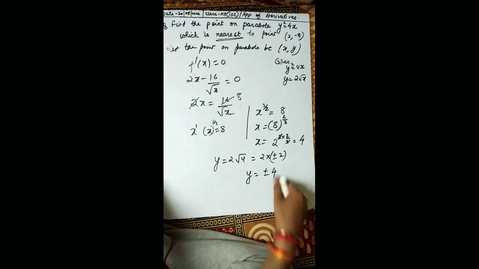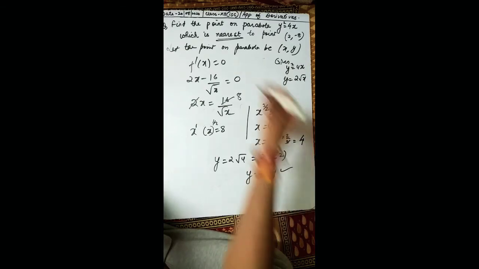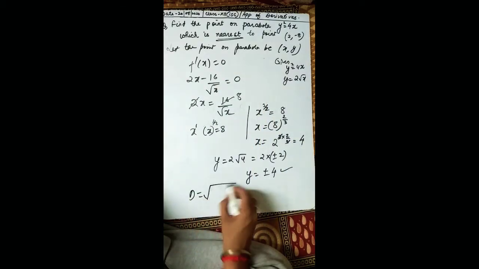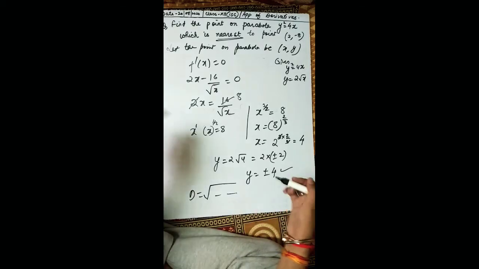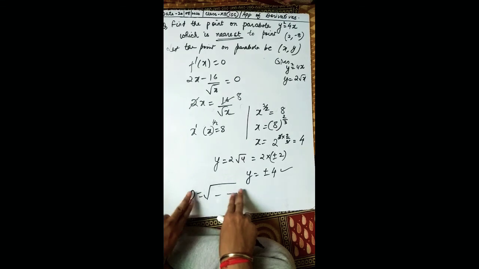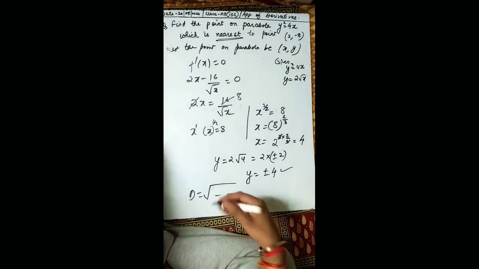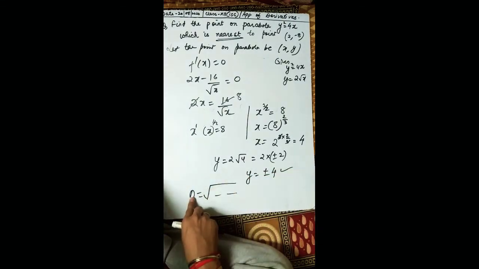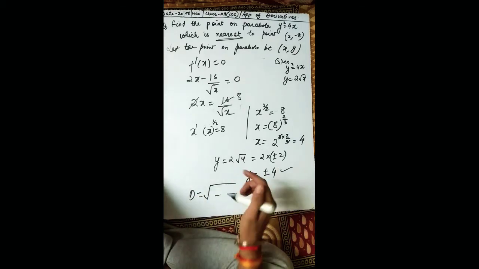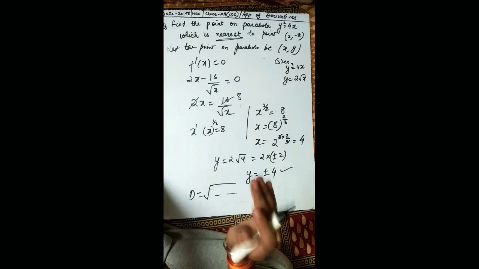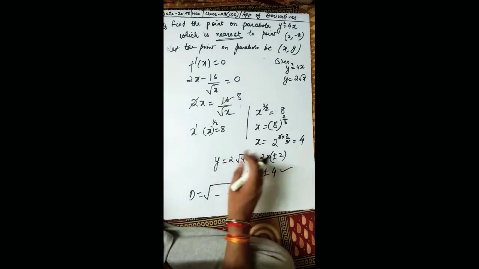Now which is the final answer? So for y equal to plus 4, just go and check it in the D equation, and you put minus 4 also. You put 4 and minus 4 both in that value and just check which is the least value. That means we need the least distance, no? So with which value of y this should be the nearest point, that means the least distance. So that will be your final answer.